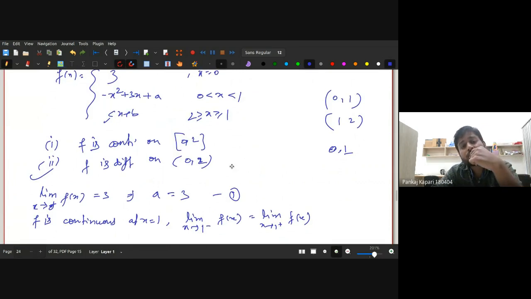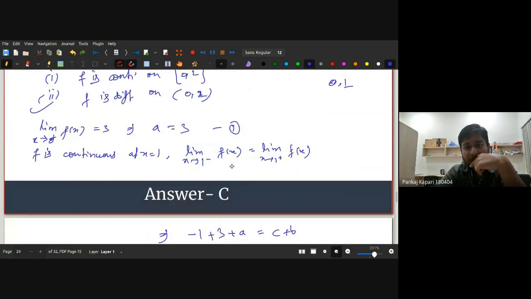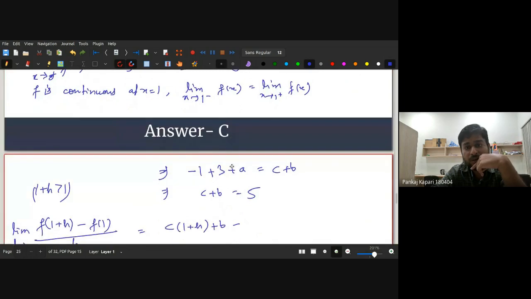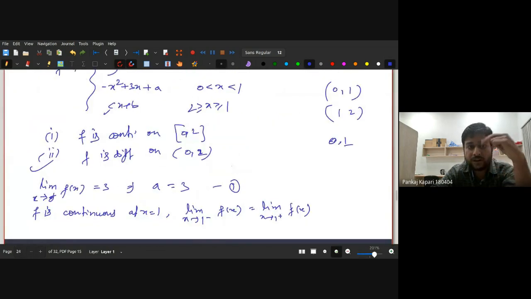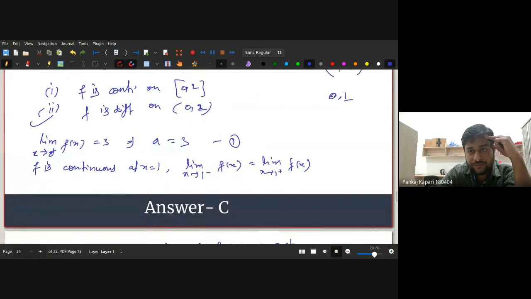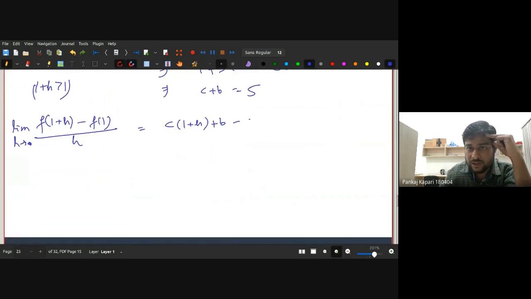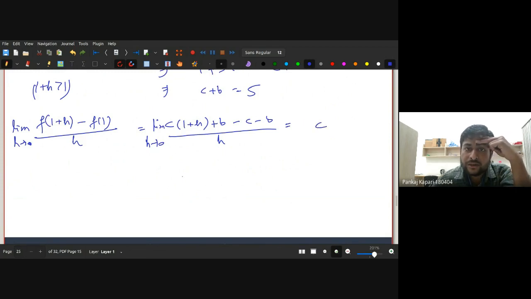Okay, so we can also check the continuity at x equal to 1, right? We have not checked. Okay, we have checked the continuity. So from the continuity, we got c plus b equal to 5. Now we are checking the differentiability. So what is the value of the function at x equal to 1? It is b plus c or c plus b. So you just subtract and divide by h. Take the limit as h goes to 0. You will have c, right? Because c will cancel, b will cancel, and c times h divided by h is c. This is the right hand limit.